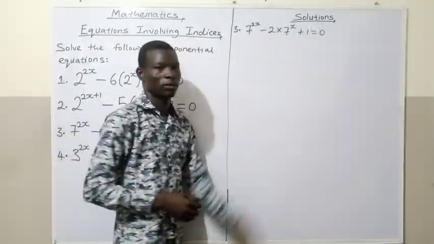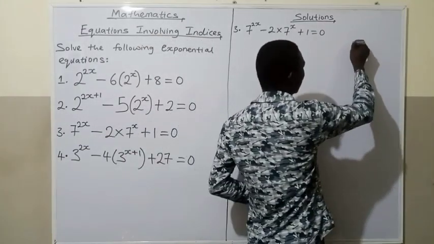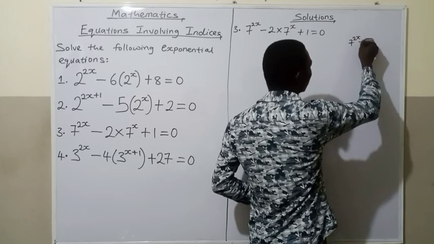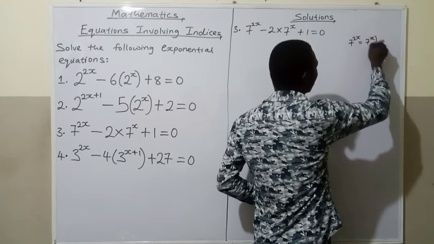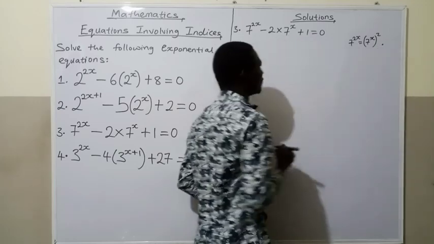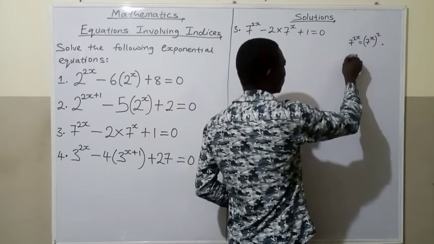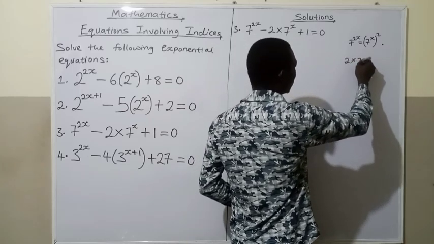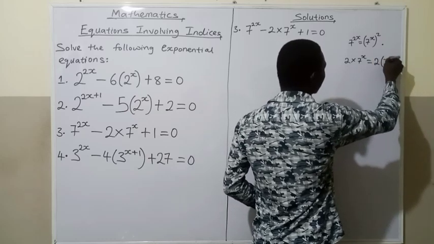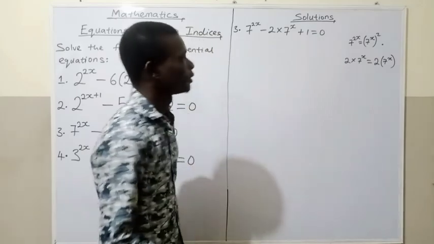If you put question 3, 7 raised to power 2x, 7 raised to power 2x is 7 raised to power x, and then raised to power 2. Take note of that. Then 2 multiplied by 7 raised to power x is just the same as 2, open bracket, 7 raised to power x. These are all that we need for our substitution.